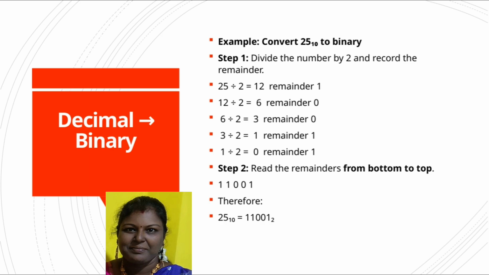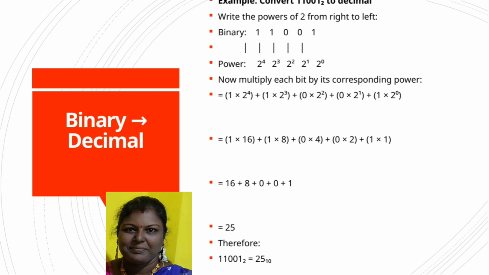Let's look at how to convert the binary number 11001 into decimal. We start by writing the powers of 2 from right to left, matching each binary digit. Then, we multiply each bit by its corresponding power. Adding those results together, we get 16 plus 8 plus 1, which equals 25. So the binary number 11001 is the same as 25 in decimal. This method helps us translate between these two number systems easily.